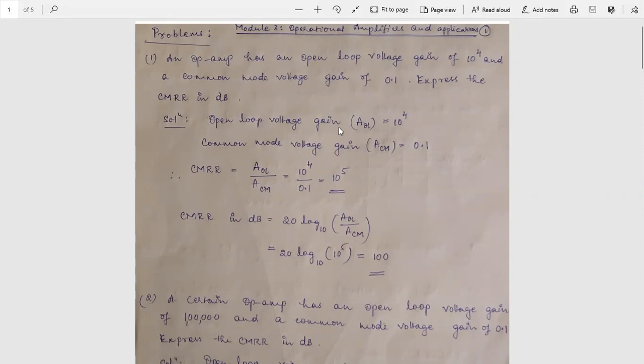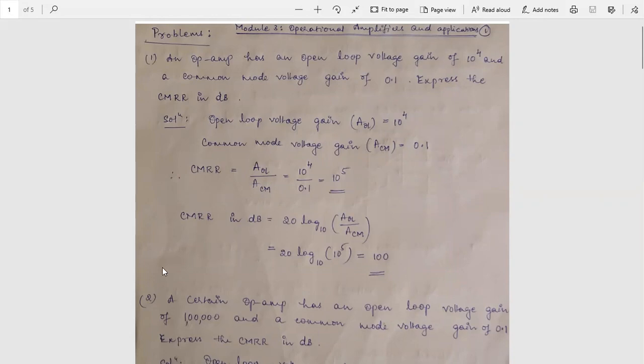So now open loop voltage gain AOL is 10 to the power 4 and common mode voltage gain ACM is equal to 0.1. So now we know that common mode rejection ratio CMRR is defined as the ratio of the open loop voltage gain to the common mode voltage gain, that is AOL divided by ACM. So AOL is 10 to the power 4 and ACM is 0.1. 10 to the power 4 by 0.1 is equal to 10 to the power 5. So CMRR is 10 to the power 5.